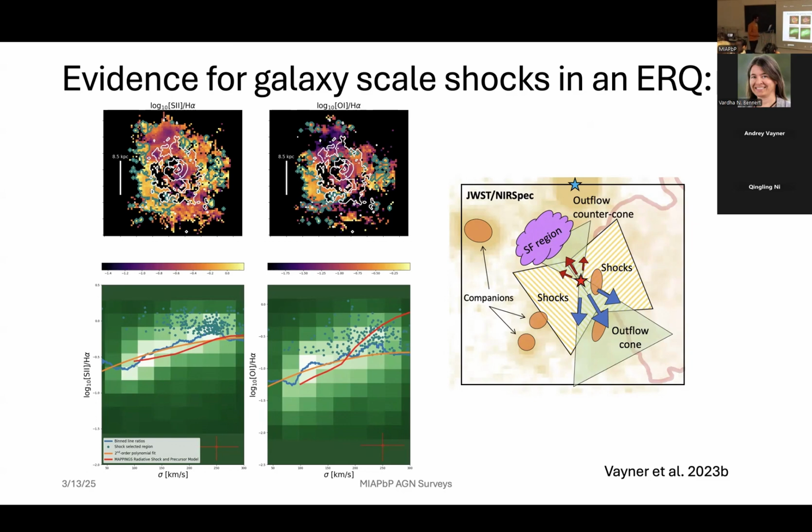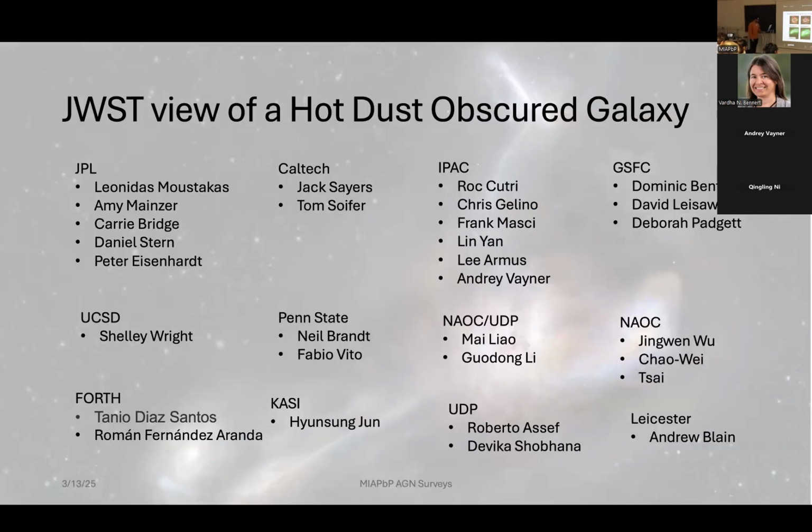And now with cycle, I think it's 2 NIRSpec data, we now have evidence for even more companion galaxies in the system. So we do think that this is all happening perhaps in a core of a protocluster at a redshift of 4.